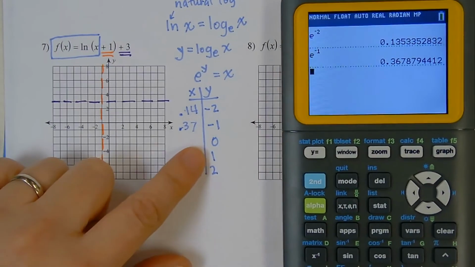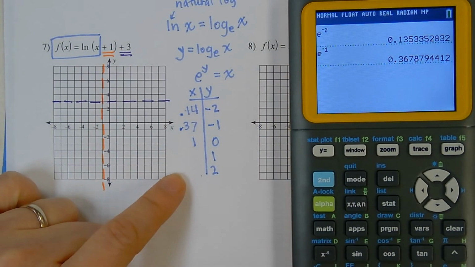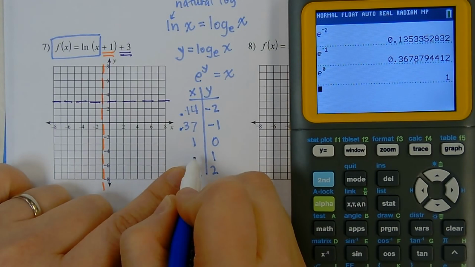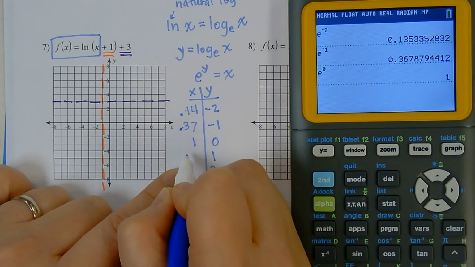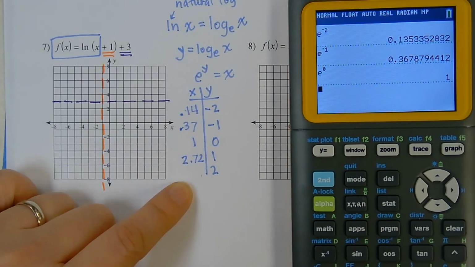All right? And then e to the 0. I know e to the 0. What's e to the 0? Anything to 0 is 1. You don't believe me? See? Told you. And then e to the 1, we should know that. E to the 1 is just 2.718, so 2.72. Remember, it rounds. And then e to the 2.